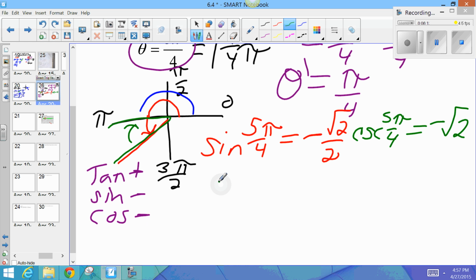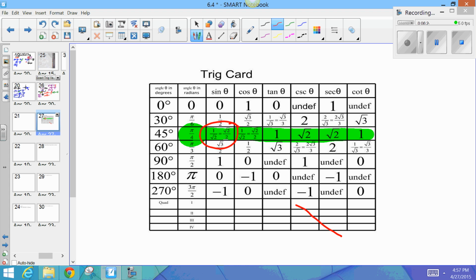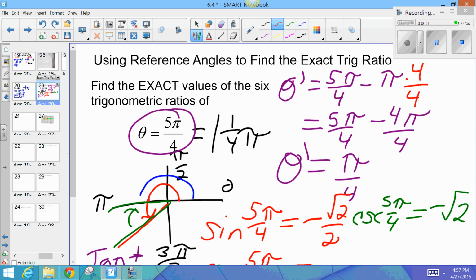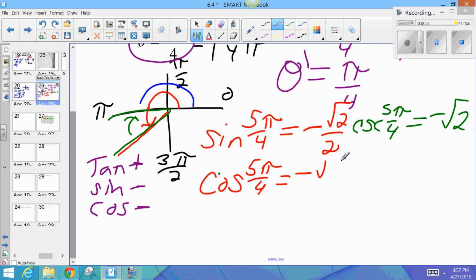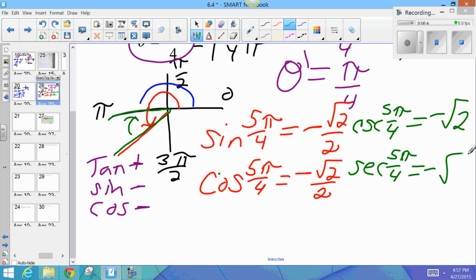Cosine is also negative in quadrant 3. According to my trig card, cosine of pi over 4 is square root of 2 over 2. So I've got negative square root of 2 over 2. And the reciprocal of cosine is secant. So again, negative square root of 2.